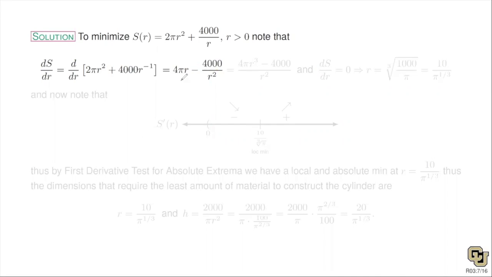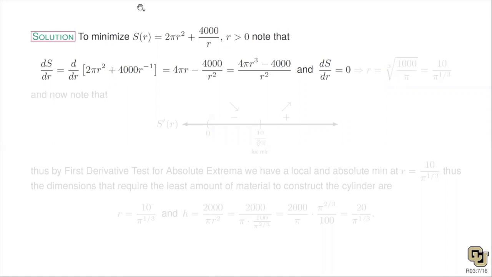So let me combine these into a single fraction. So here what I'm going to do is multiply top and bottom of the first term by r squared, so that everything is over r squared. And 4 pi r times r squared gives me 4 pi r cubed. And then you combine it, you get 4 pi r cubed minus 4000 over r squared.